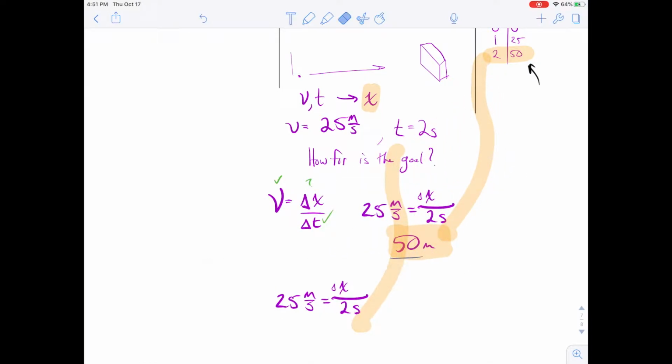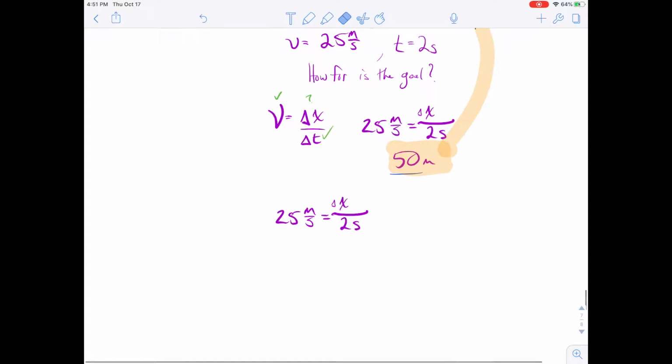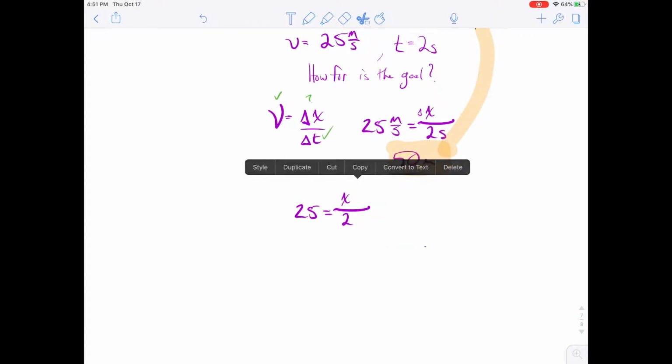So if we started here, and I'm going to suppress the units just so that we have less letters to look at. And I'm going to suppress the delta so that we have less letters to look at. We end up with this: 25 equals x divided by 2. Right now, we can see that that's 50 because I gave you nice numbers, because I was feeling nice.